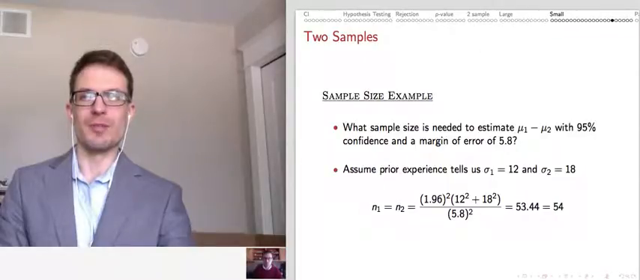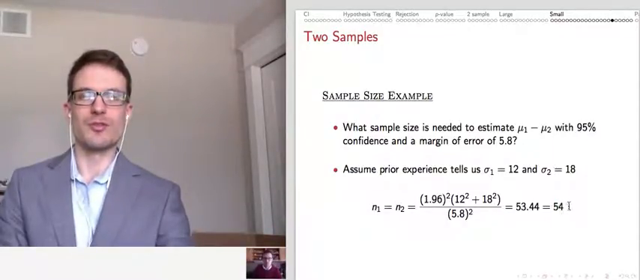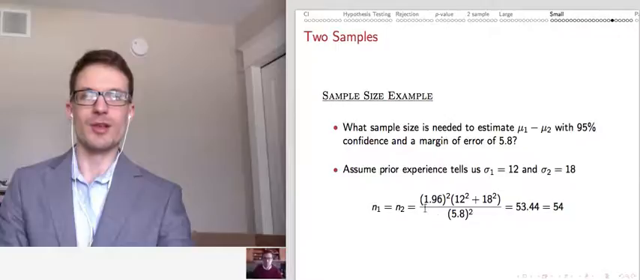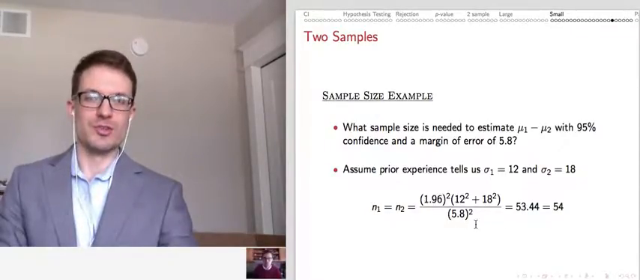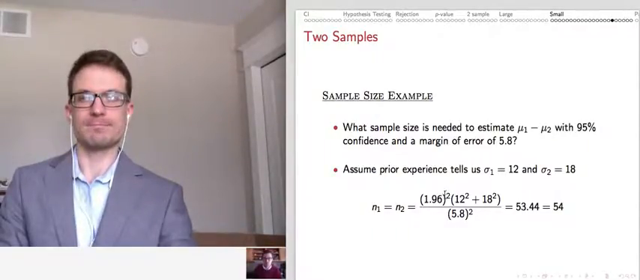Well, here's an example. So suppose we have prior knowledge of 2 population variances, and we want to estimate the difference of means with 95% confidence in a margin of 5.8. So the required sample size in order to make this work is 54. We get this from the formula. We just have the critical value of 1.96 squared times the sum of variances, 12 and 18, divided by the margin squared.